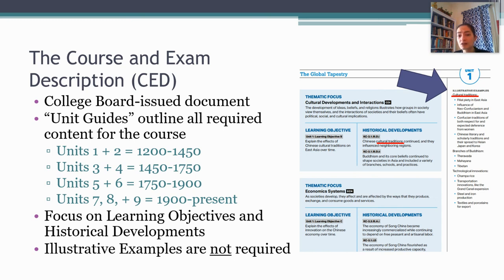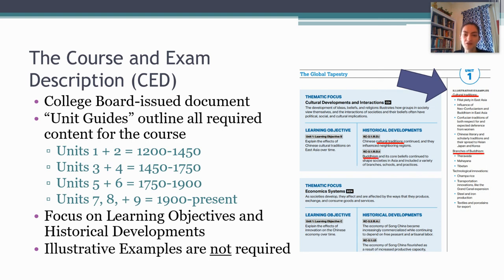You're not required to learn every single thing on this list of illustrative examples, but you do probably want to have 1 or 2 that you can pull out of your back pocket. So when you're looking through the CED, don't make a flashcard for every single illustrative example, but do make a point of reviewing the ones that are familiar to you, the ones that we've talked about in class, because they're not necessarily going to ask you a question that's directly like, what's the role of women in Confucianism? But they're quite likely to ask you a question that you can answer if you have some specific historical evidence about the role of women in Confucianism.